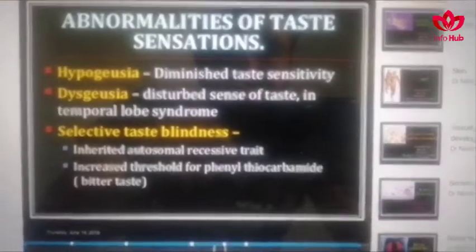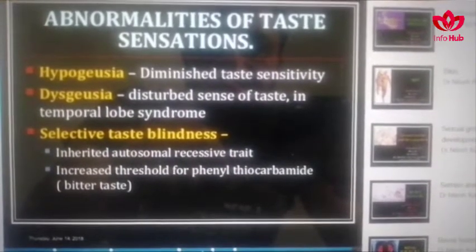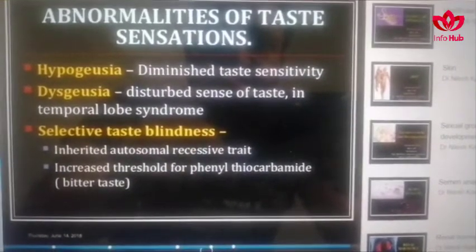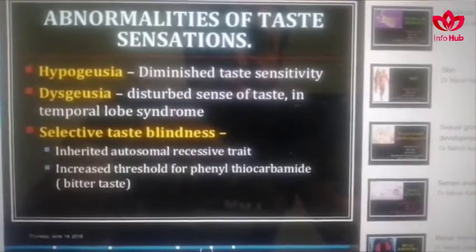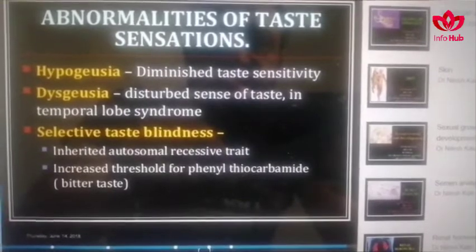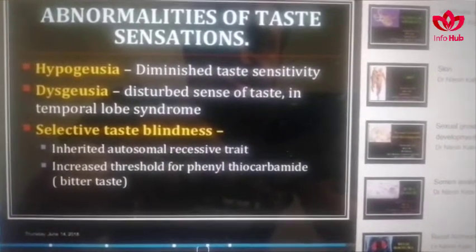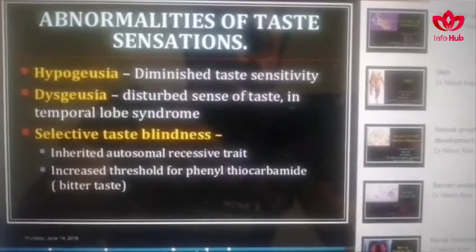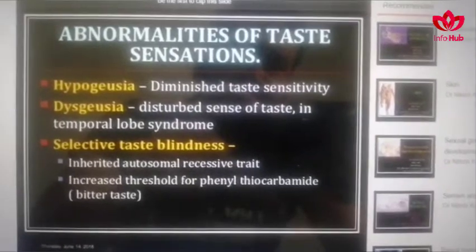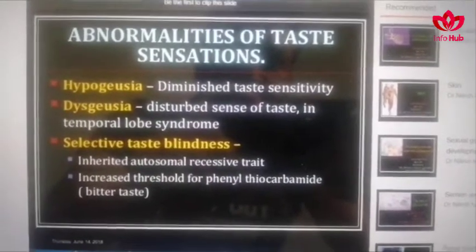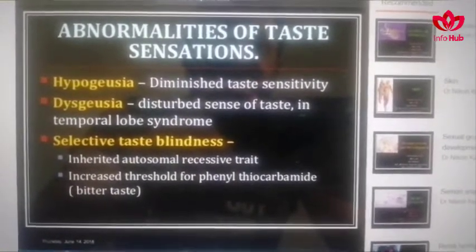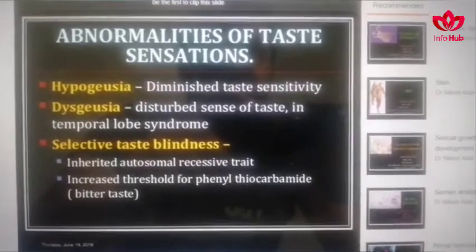Then hypogeusia means diminished taste sensation, and dysgeusia means disturbed sense of taste, like it occurs in temporal lobe syndromes. And there are certain selective taste blindnesses, like in certain conditions you have an increased threshold for bitter taste. It is familial, where you have selective taste blindness for a particular type of taste. So hypogeusia means diminished taste sensation, and dysgeusia means disturbed sense of taste, which occurs in temporal lobe syndrome.